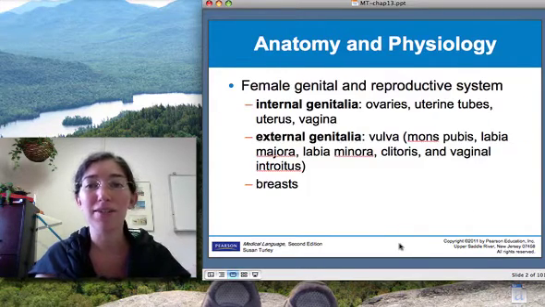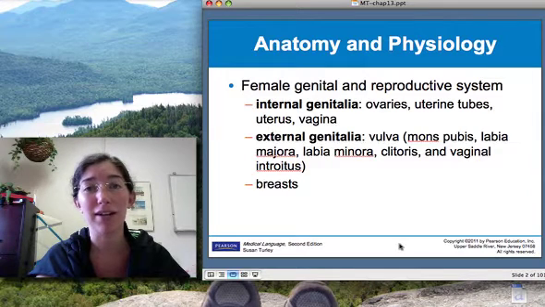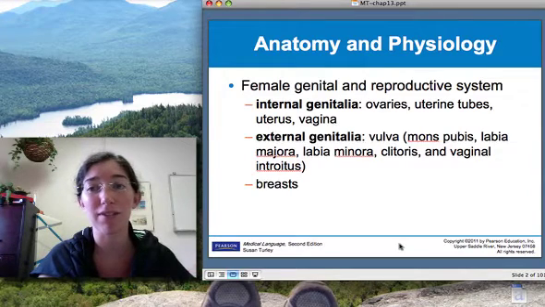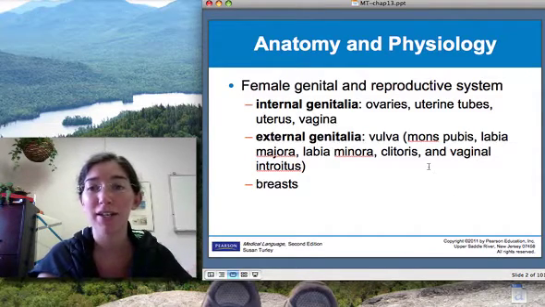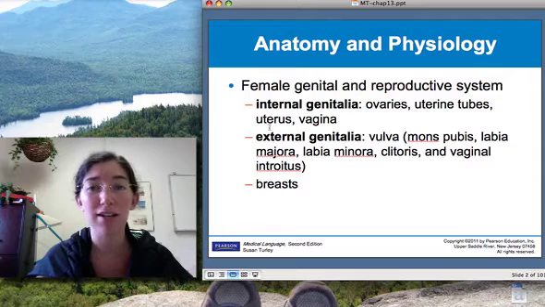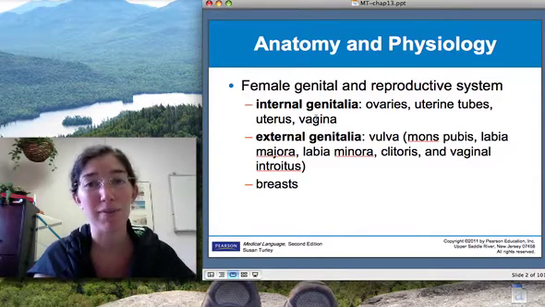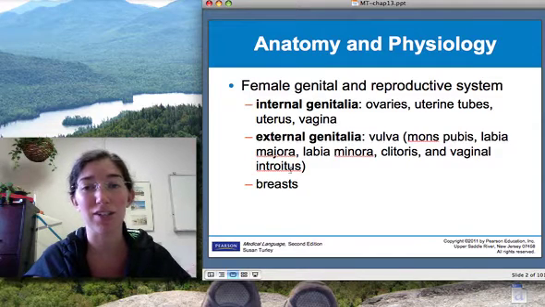So the basic anatomy of gynecology would be the female reproductive system. Just like men, females have both internal and external genitalia. The internal genitalia, as you'll see, include the ovaries, uterine tubes, uterus, and vagina. So most of the important organs are internal. On females, we don't really have a lot of external genitalia.